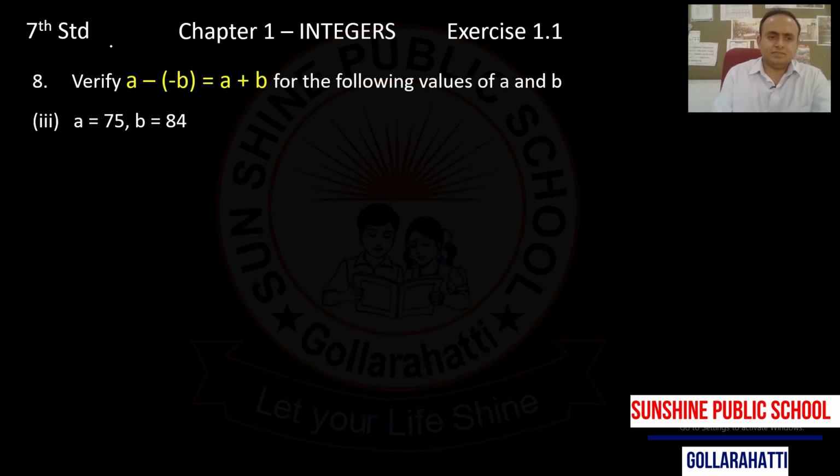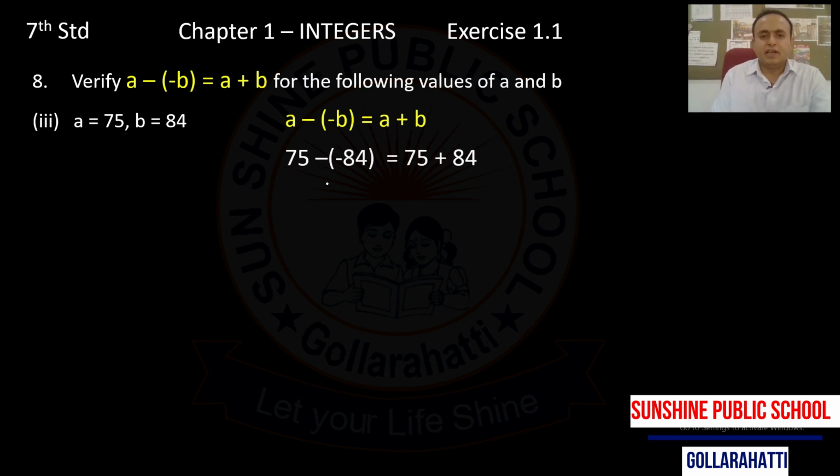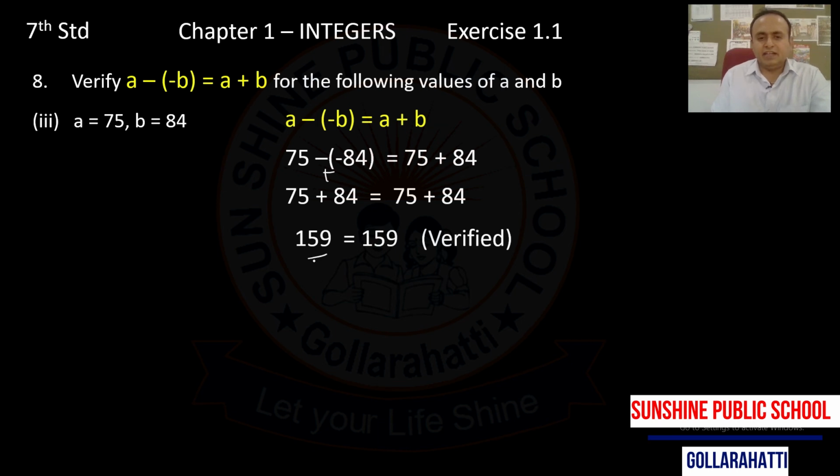Next question. A is equal to 75, b is equal to 84. Therefore, by keeping the same formula, we replace the values of a and b. We get 75 minus of minus 84 gives plus, 75 plus 84 is equal to 75 plus 84 gives the value of 159 is equal to 159. That is verified.